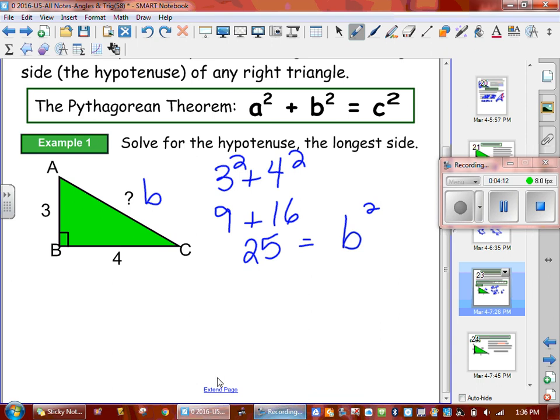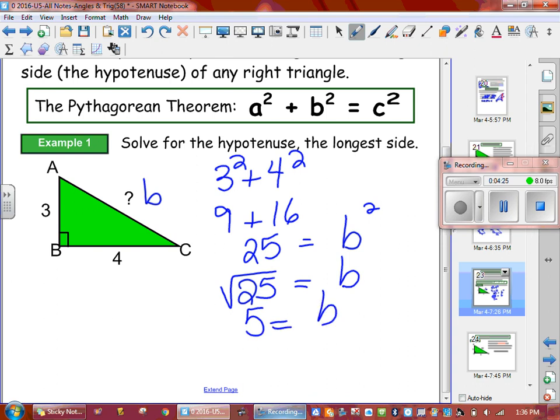Do I want an answer of b squared? No. We need to square root the answer. So root 25 is equal to b. So 5 is equal to b. This is our 3, 4, 5 triangle. Okay? So your triangles are given new names. The side across from the 90 is only ever called the hypotenuse. It's the longest side in any triangle.